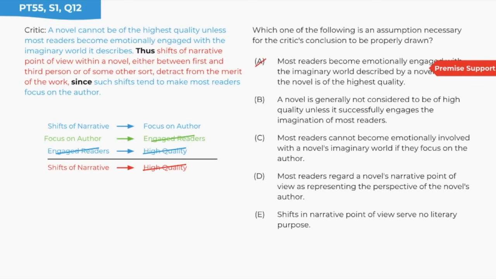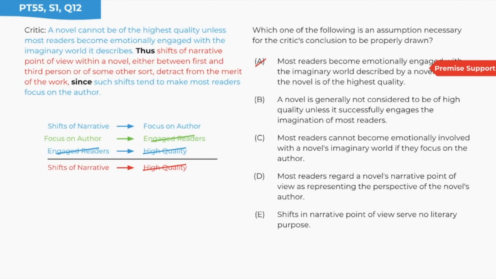If we look at answer choice A, most readers become emotionally engaged with the imaginary world described by a novel if the novel is of the highest quality. So this is essentially restating that first premise. And as such, it's not going to make the argument any better. A necessary assumption needs to build a bridge that makes the argument better. This is actually simply restating a premise. We're going to call it a premise support.